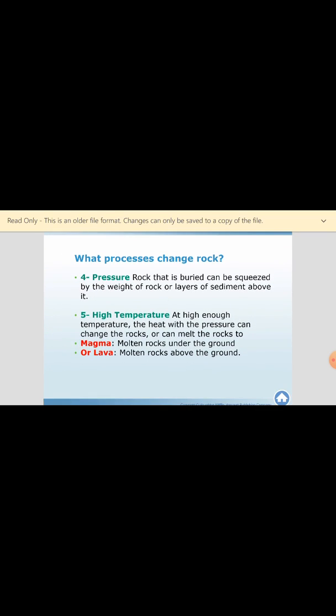Finally, pressure, then high temperature. The pressure can squeeze the rocks that are buried under many layers, squeezed by the weight of the rock or the layers of sediments above them. So the rock on the surface of the ground doesn't have the same pressure as the rock that is very deep under the ground. Look at this picture here.